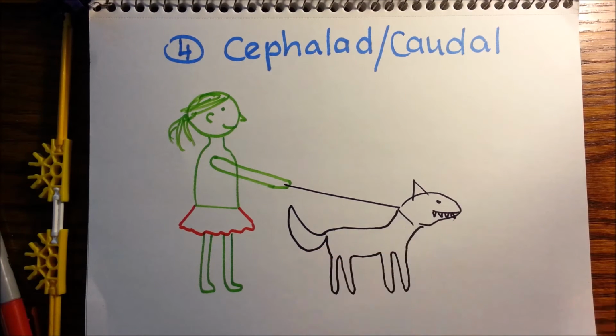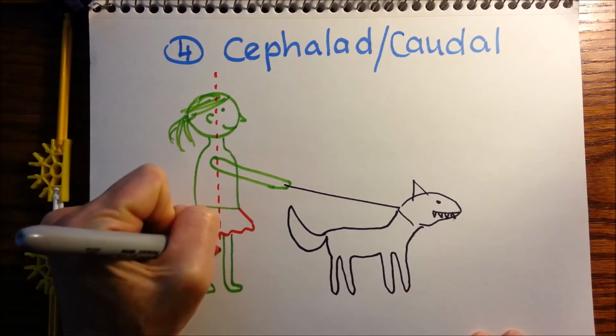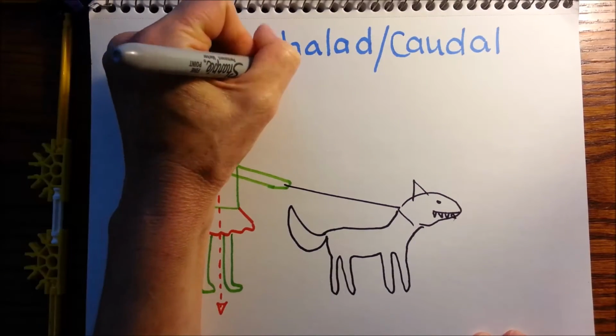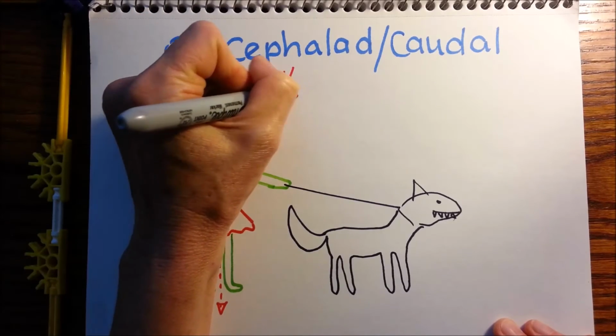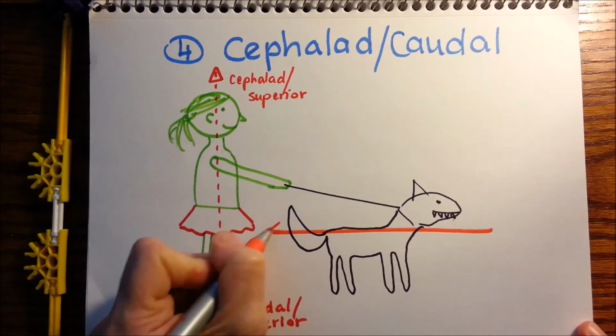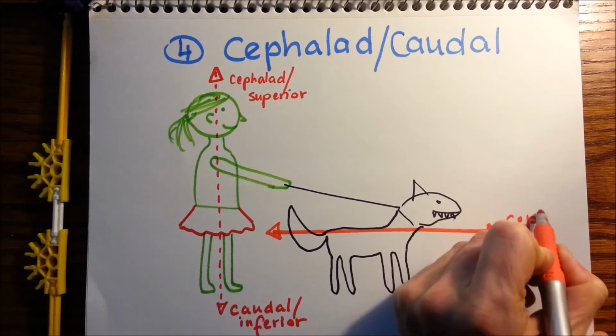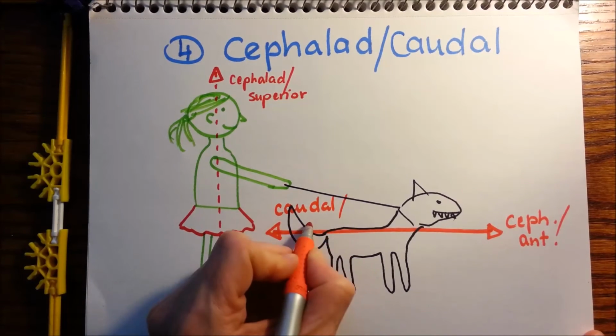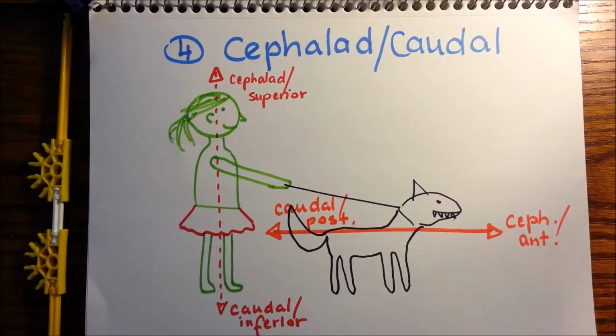Now, first, the human, we will have a long axis along the body, and whatever is above, towards the head, is the cephalad. The synonym for that is superior, and caudal, that is towards the tail, the synonym for that is inferior. On the other hand, with the four-legged animals, like with the dog, the head is the cephalad, or the anterior part of the dog, and caudal is the posterior part of the dog.